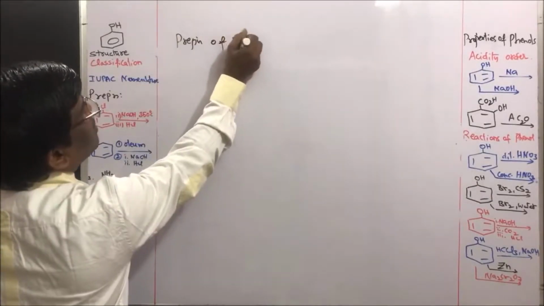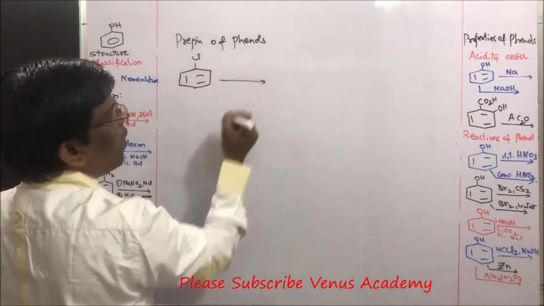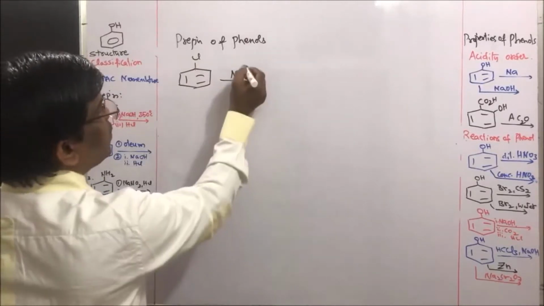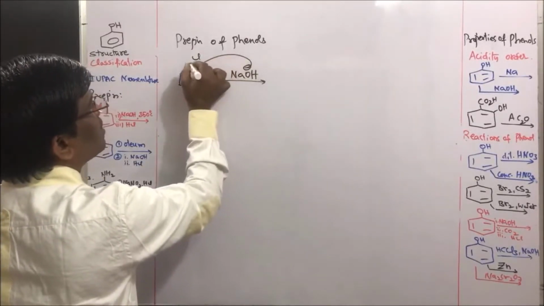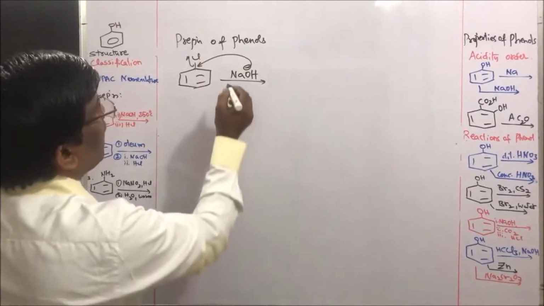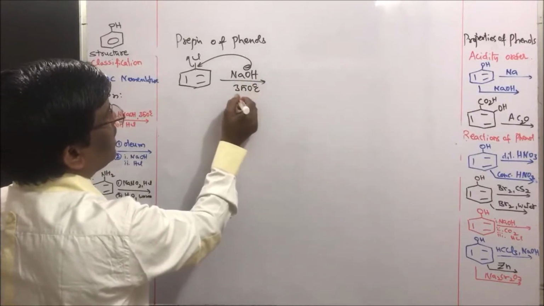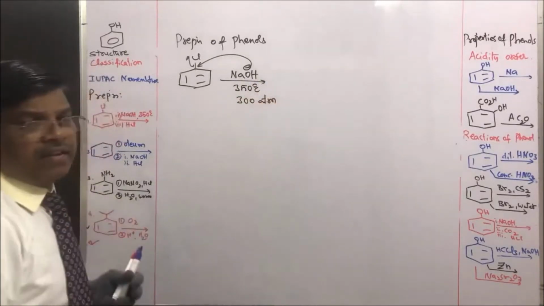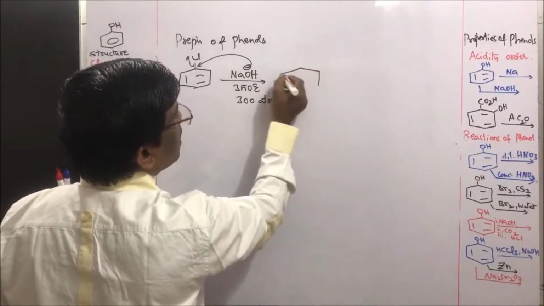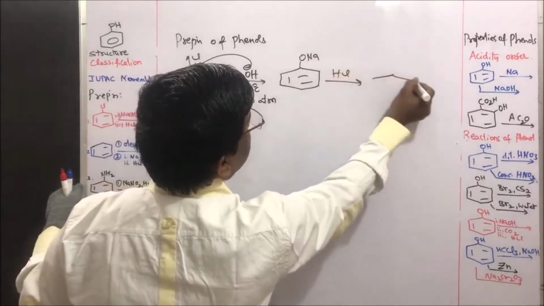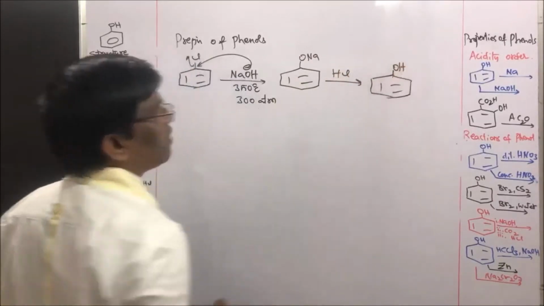Preparation of phenols. Haloarenes upon treatment with sodium hydroxide undergo substitution. This substitution with hydroxy group is not that easy. However, at high temperature, around 350 degrees centigrade, under 300 atmospheric pressure, it gives the sodium salt of phenol. This sodium salt of phenol upon treatment with HCl gives phenol. So this is one of the ways for the preparation of phenol.